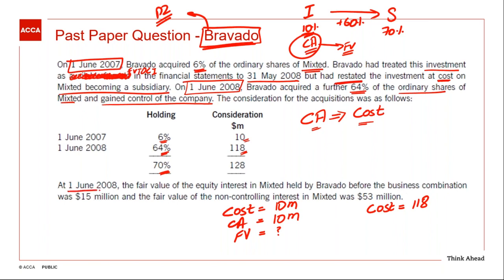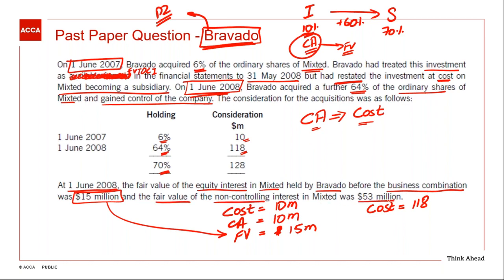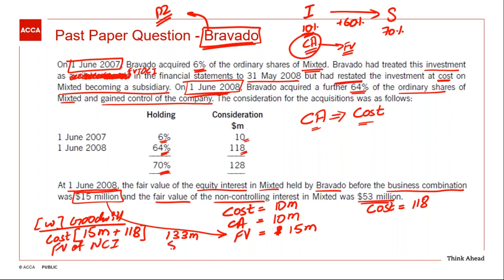The question further says that on 1st June 2008, the date when we gained control, the fair value of the equity interest in Mixed held by Bravado before the business combination was 15 million. This is the fair value given by the question for the old investment. And the fair value of the non-controlling interest in Mixed was 53 million. So when we are calculating goodwill in the working, we write the cost of the investment as the fair value of the old investment, 15 million, plus the cost of the new investment, 118 million. This is a total of 133 million dollars of cost. Then we add the fair value of NCI of 53 million, which gives us 186. When we get the net assets, we can simply deduct them from 186 to get the final value of the goodwill.